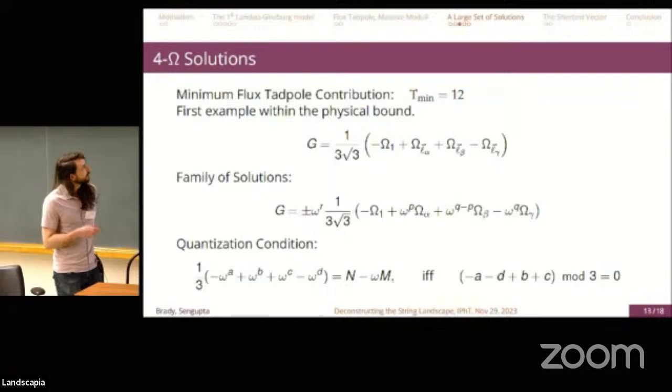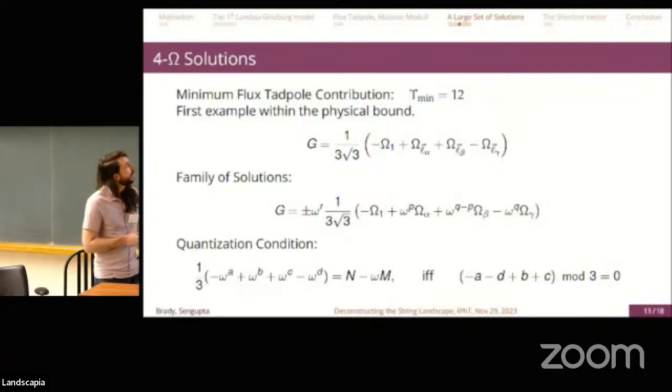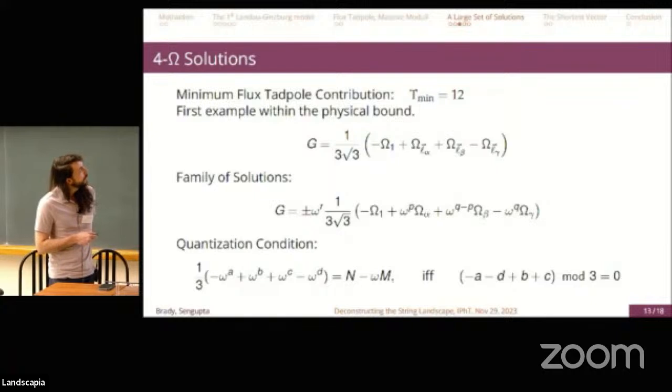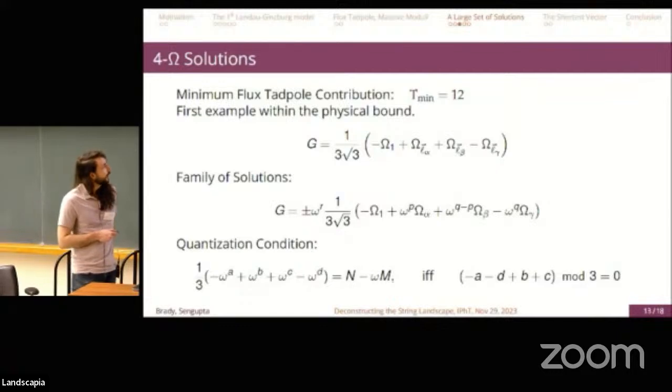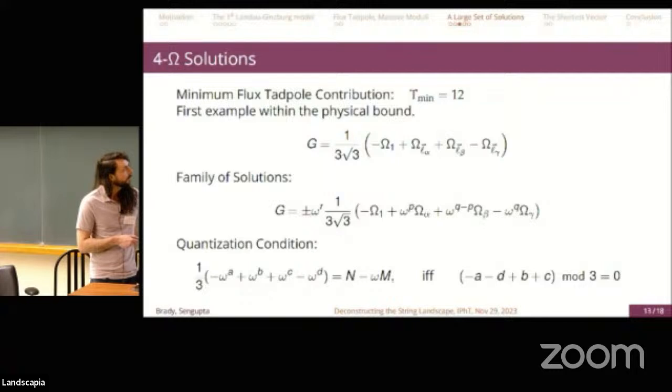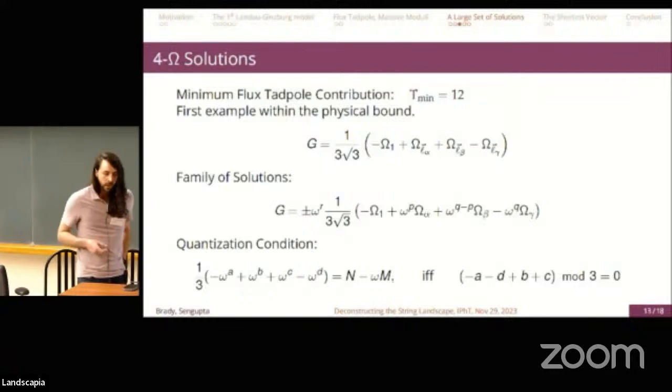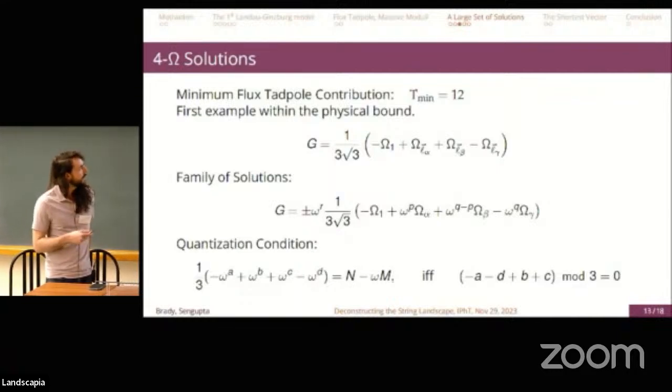This also, if you include phases, you can express as a family of solutions. We found these exhaustively, and you can check that if this is properly quantized, then this one should also be properly quantized. The quantization condition in this situation follows this pattern, where it's the sum and difference of the appropriate phases here, and this is your quantization condition. We find that this is properly quantized if and only if this relationship of the coefficients A, B, C, and D, the sum and difference of those, modulo 3 is equal to 0.